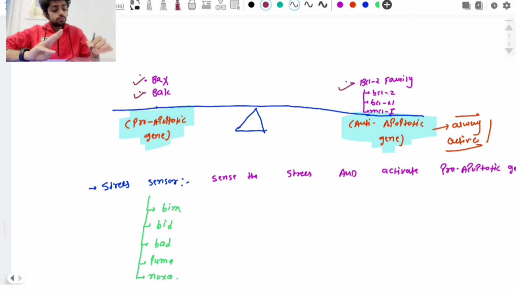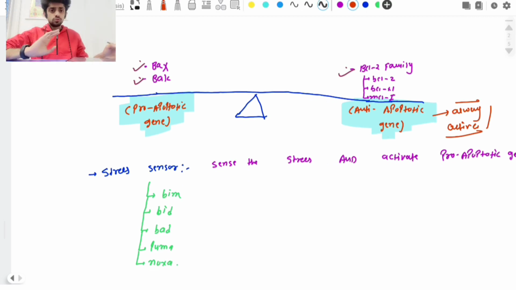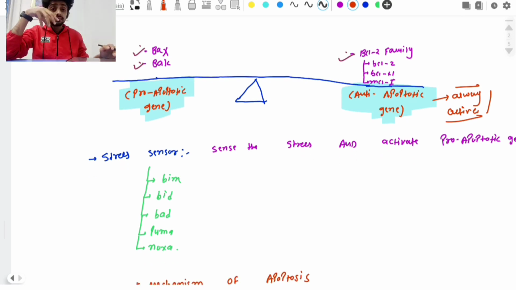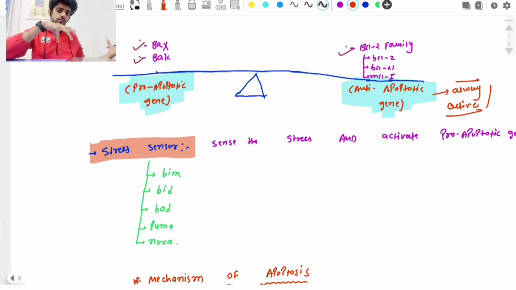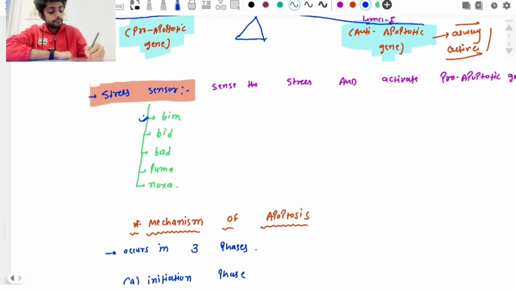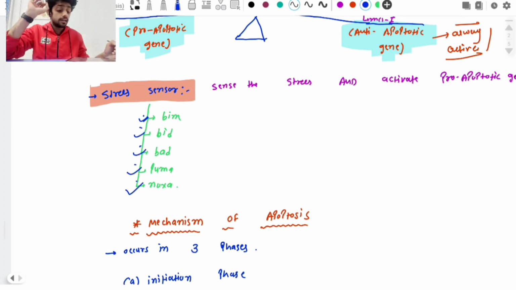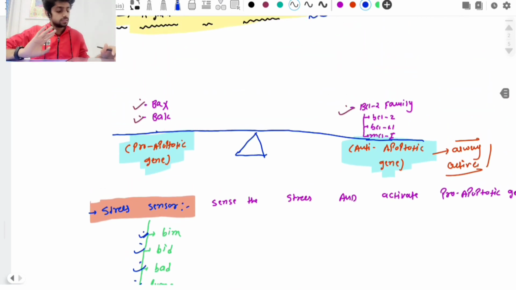If there is any damage to a cell, there are stress sensors present, and that activates the pro-apoptotic genes. That sends the stress signal, activates the pro-apoptotic genes, and can lead to cell death by apoptosis. Certain genes also act as sensors. These genes are BIM, BID, BAD, PUMA, NOXA. Remember guys, BIM, BID, BAD, PUMA, NOXA. Sometimes a one-liner can directly be asked from these topics.